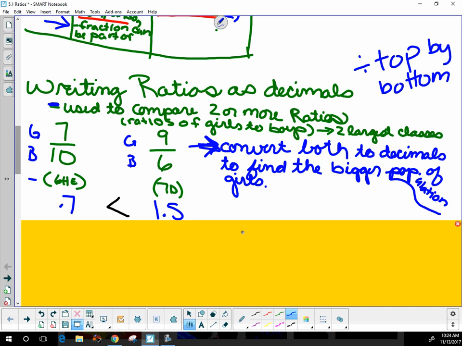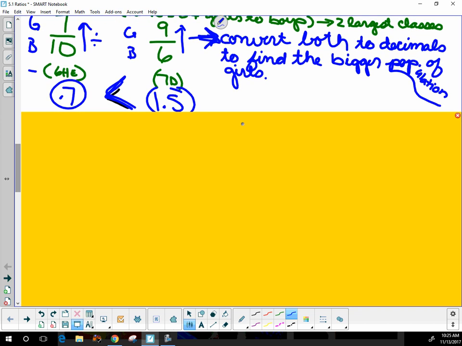Okay, so if I divide the top by the bottom, I get 0.7 for this one, and for this, I get 1.5. Now you might be able to use some logic and reasoning that 7 out of 10, obviously that's less girls than boys, and over here it's 9 to 6, so I have more girls than boys, but sometimes our numbers aren't always going to be that obvious. And so that is the technique you would use, and you can see there are a smaller amount of girls in my 6th grade class than in my 7th grade class.